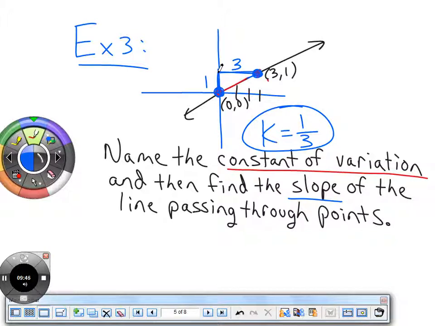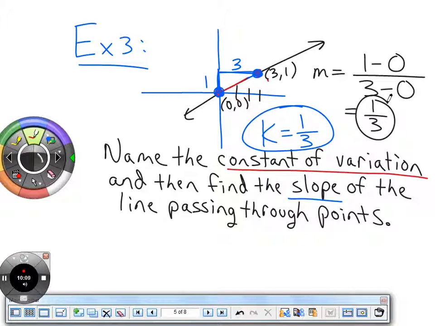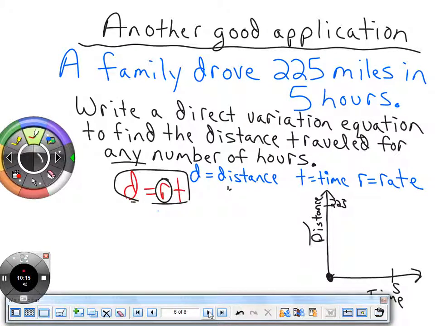Now, do you have to use the points? Well, no. You don't have to calculate it the way we did with the last section where you subtract the y's over the x's, but you certainly can to check it. So we can do 1 minus 0, and then we can do 3 minus 0, and then we can get 1/3. So we get the same thing. So the slope is 1/3 as well. Same, okay? All right, let me finish with this application.